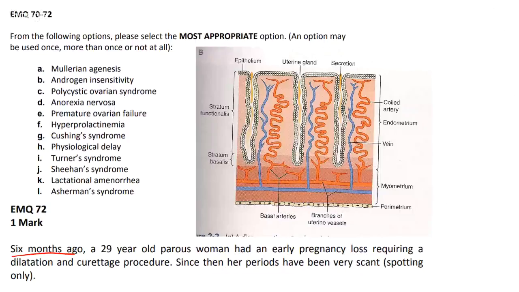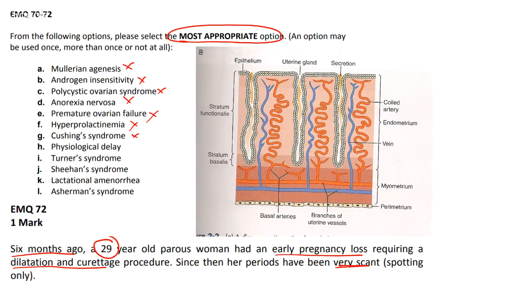So 6 months ago, we have a relatively young woman, and she had early pregnancy loss requiring a DNC. Since then, her periods have been very scant. So it also says at the top, what's the most appropriate option? Do you think it's Mullerian agenesis? No. PCOS, anorexia, POF. It's Asherman's. Okay. So what is Asherman's?